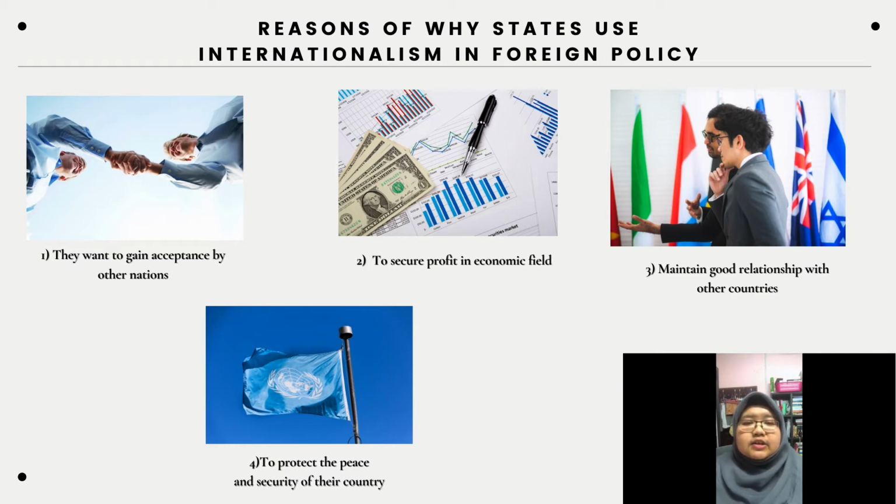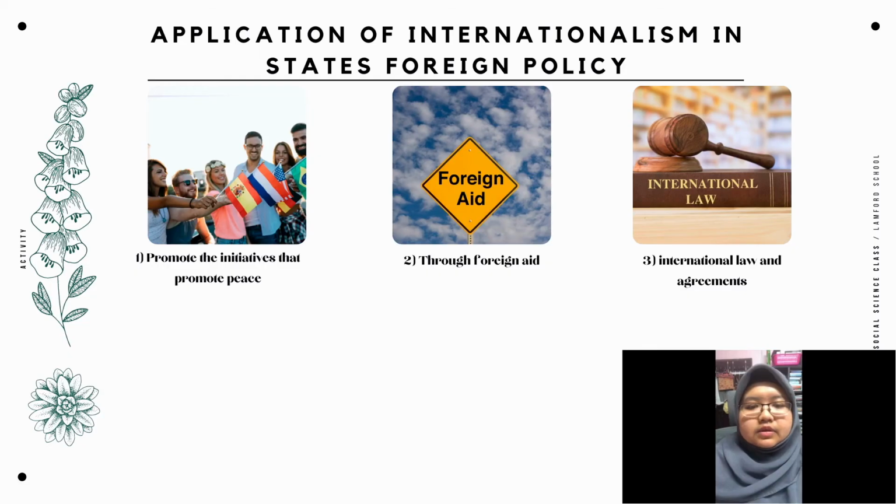The third reason is to secure profit in the economic field, and the last one is to protect the peace and security of their country. The practice of internationalism involves supranational organizations such as the United Nations, African Union, and Arctic Council. These supranational organizations were founded to maintain international peace and security. Right now, I will talk about the application of internationalism in state foreign policy.